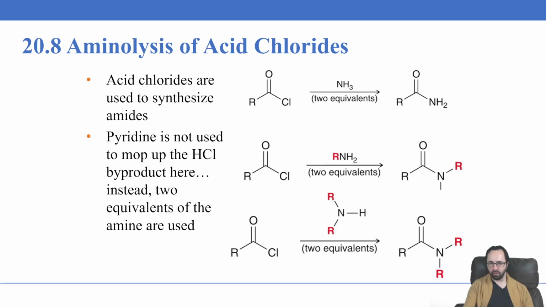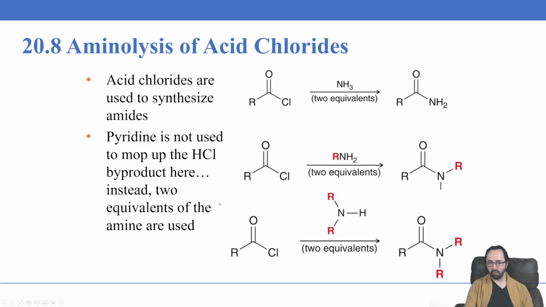Now, in terms of the acid chlorides and reaction with amines, we know that amides are the most stable of these. So we can react the acid chlorides, which are less stable, with ammonia or some amine to produce an amide. We can react either with ammonia or with a primary amine, with the nitrogen attached to one carbon, or a secondary amine, with the nitrogen attached to two carbons. So here, you can see it takes two equivalents. We'll see why that is the case. But the acid chlorides are used to synthesize amides.